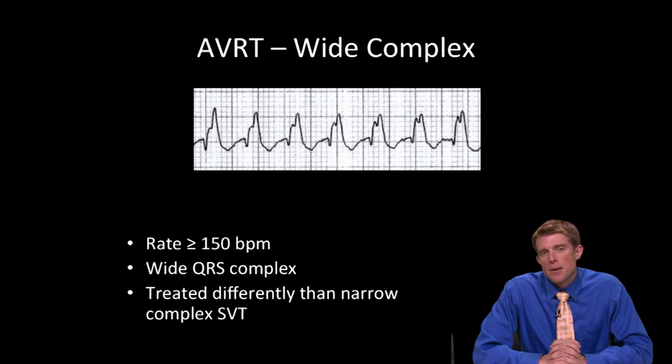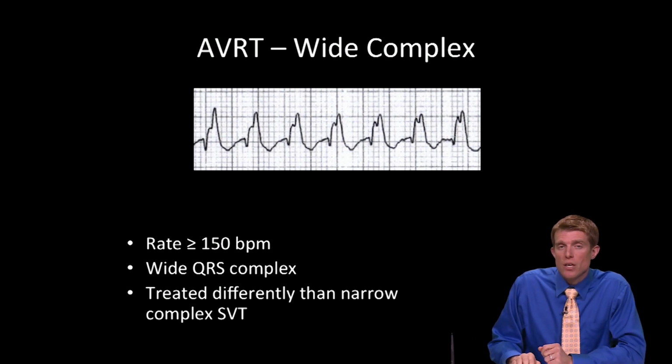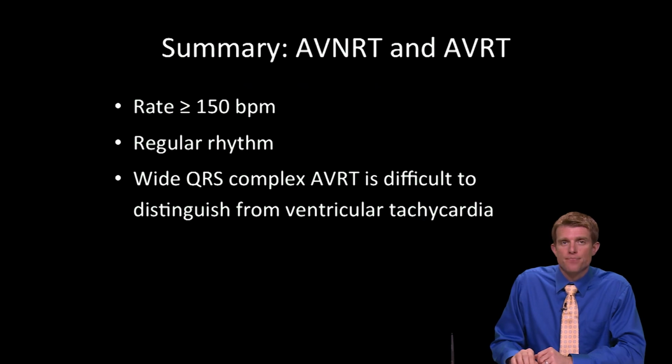The reason is because in this case, with a significantly wide complex AVRT, it's very difficult or challenging to distinguish this from ventricular tachycardia. You have a wide complex tachycardia with a fast rate, and not treating this as ventricular tachycardia can put someone's life at risk. So most of the time, we're going to treat these differently because we're going to treat these as ventricular tachycardia, even if we're not sure and we think it's possibly AVRT wide complex.